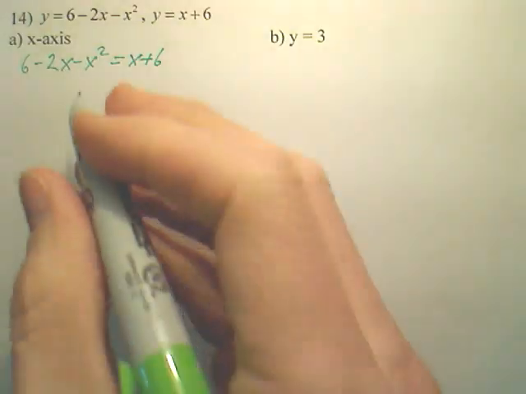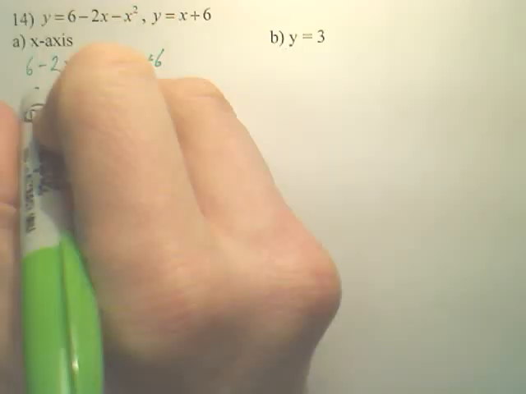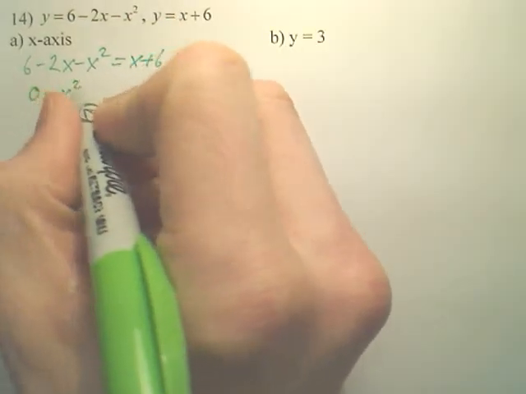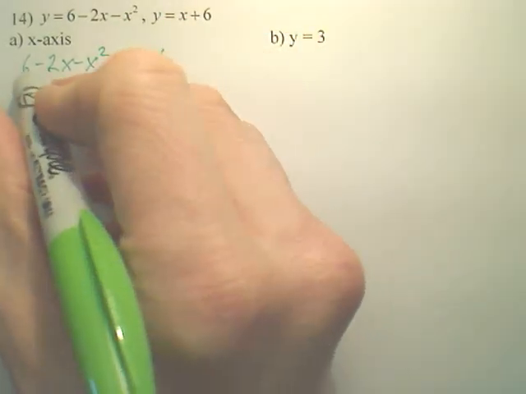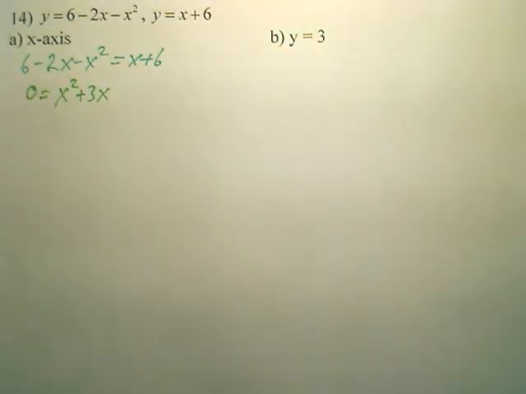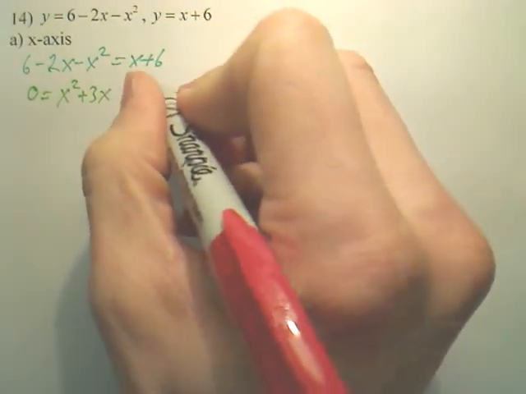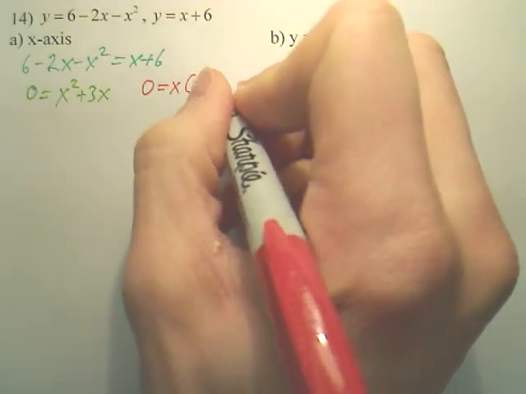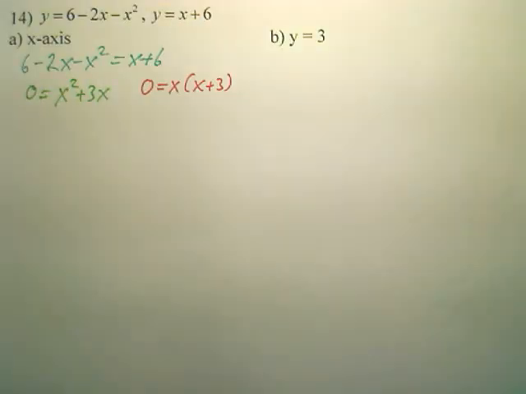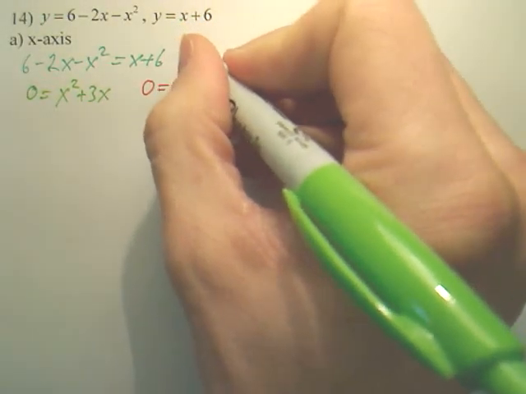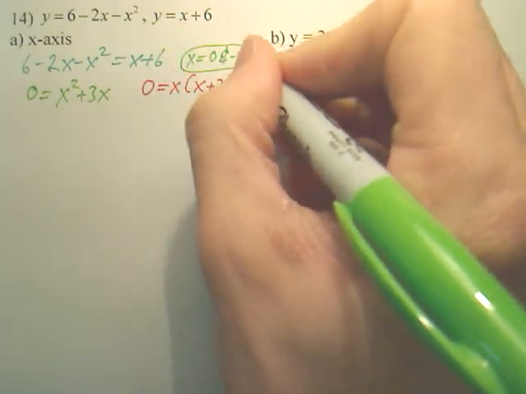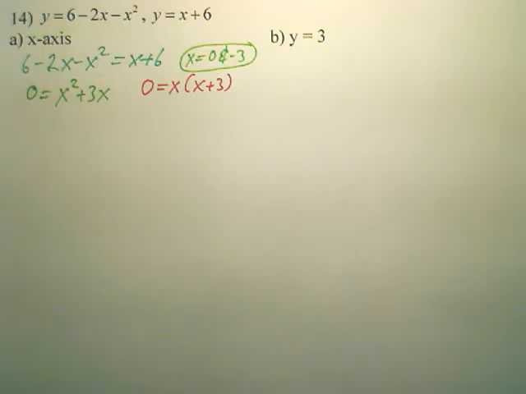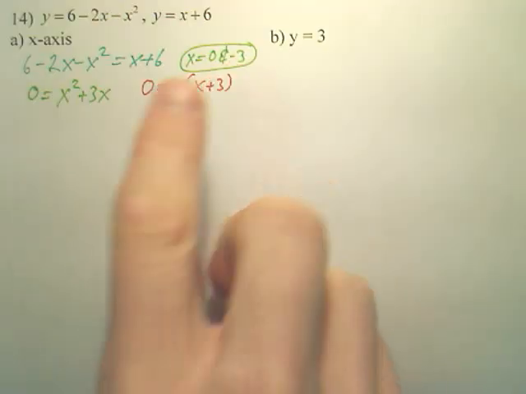And you solve this. I'm going to move everything to the right and get 0 equals x squared. When you add this over, that becomes 3x, and when you subtract this over, it disappears. When you solve that, you get 0 equals x(x + 3), so my answers are x equals 0 and x equals -3. That's where these two graphs cross.